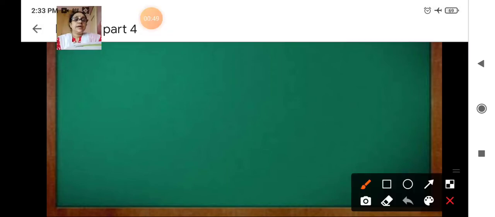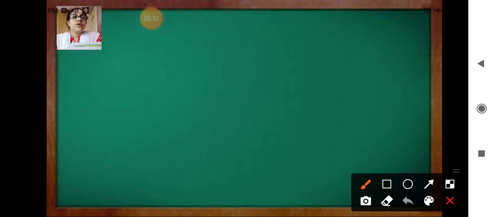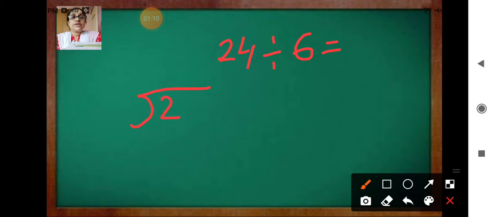Now if the number 24 divided by 6 equals, how can we write? You have to make one box like this. You will write 24 inside and 6 outside. Now you have to say the tables of 6. 6 ones are 6, 6 twos are 12, 6 threes are 18, 6 fours are 24, now you will write 24.